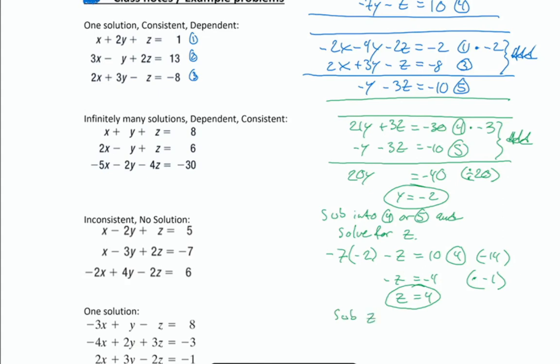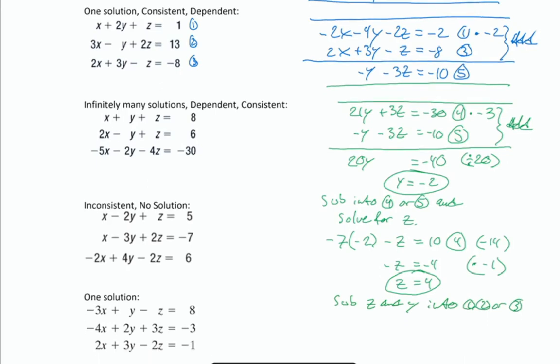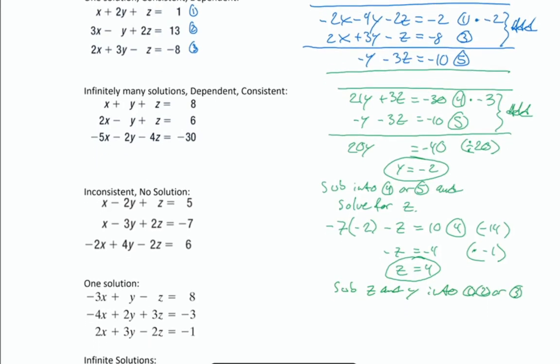Substitute z and y into 1, 2, or 3. And we're going to go into 1. So this now says x, which we don't know yet, plus 2 times our y value of -2 plus our z value of 4 is equal to 1. And that's equation 1.